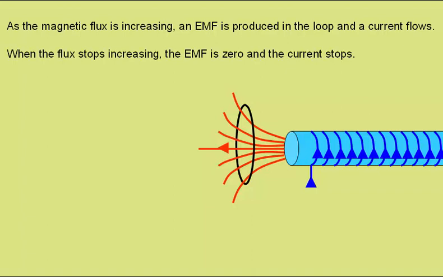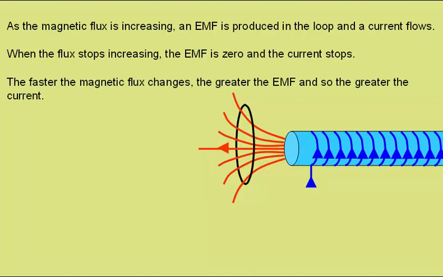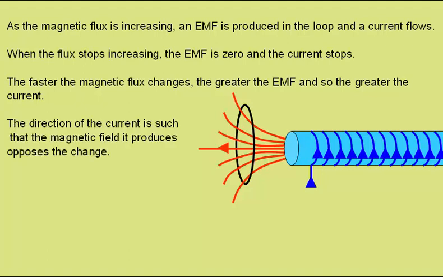When the flux stops increasing, the EMF is zero, and so the current in the loop will stop. The faster the magnetic flux changes, the greater the EMF, and so the greater the current. The direction of the current is such that the magnetic field it produces opposes the change.